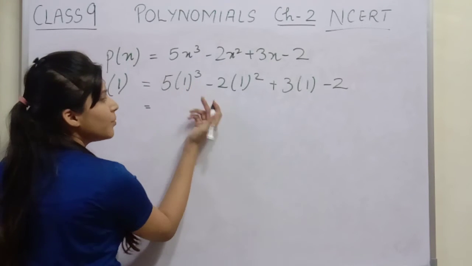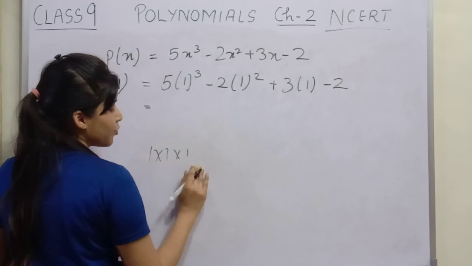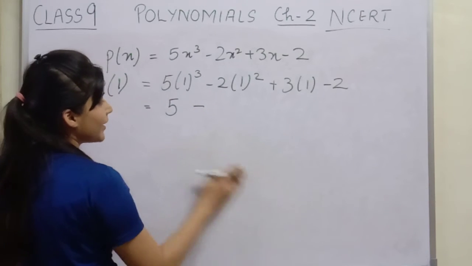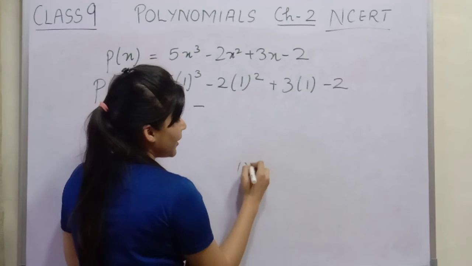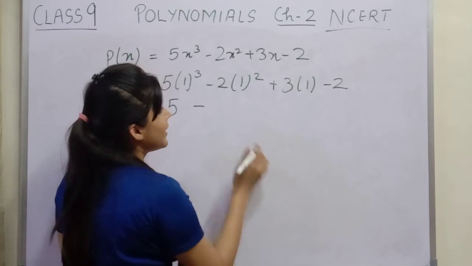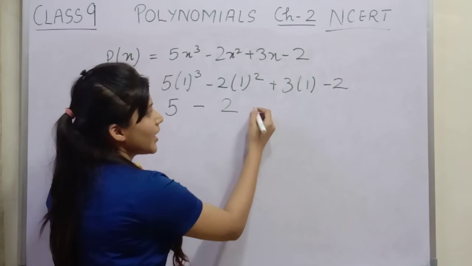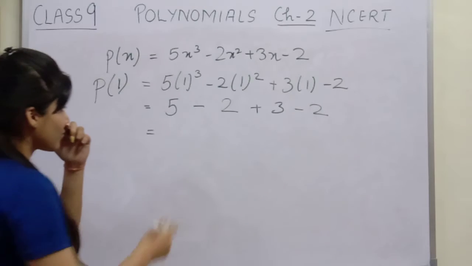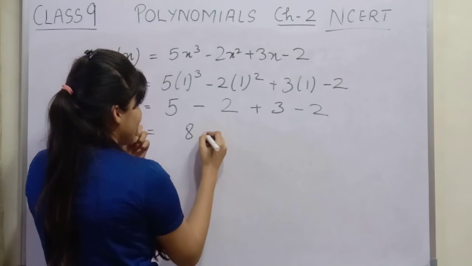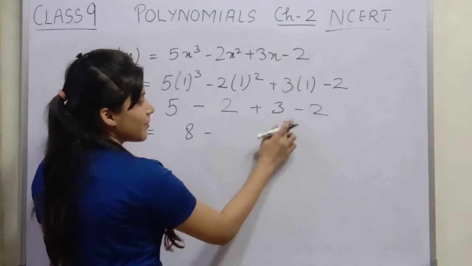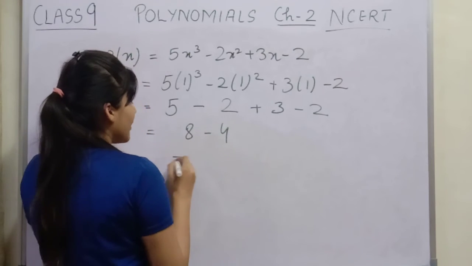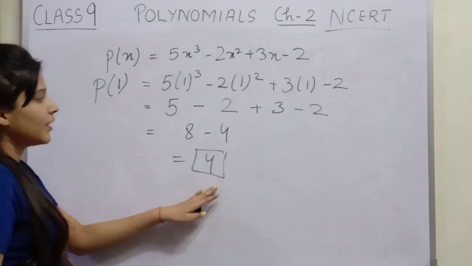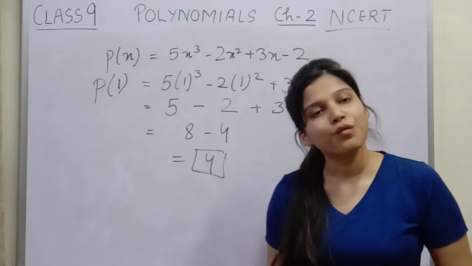देखो 1 cube is 1 only. 1 cube means 1 into 1 into 1, which is 1 again. So ये हो गया 5, because 5 into 1 is again 5. Similarly 1 square is 1 only, so ये हो गया minus 2. ठीक है, plus 3 into 1 is 3, minus 2. So now we know that 5 plus 3 is 8, and 8 minus 2 minus 2, 8 minus 4 will give us 4. So at p(x) equals to 1, the value of this polynomial will be 4.